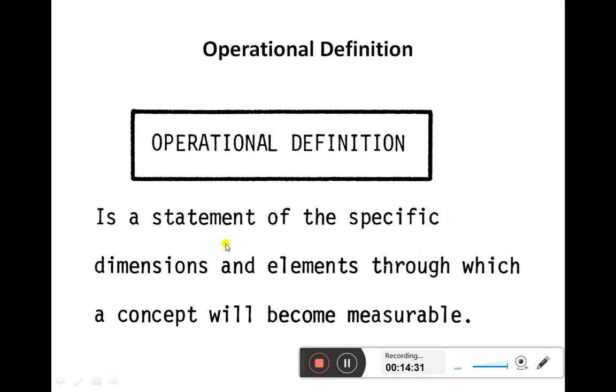Now I have taken this definition from the book. An operational definition is a statement of the specific dimensions and elements through which a concept, a variable, a subjective variable will become measurable. You got a definition that way. So operational definition means a method with the help of which we will measure those concepts, those variables which we cannot measure directly, by splitting them up into dimensions and elements.